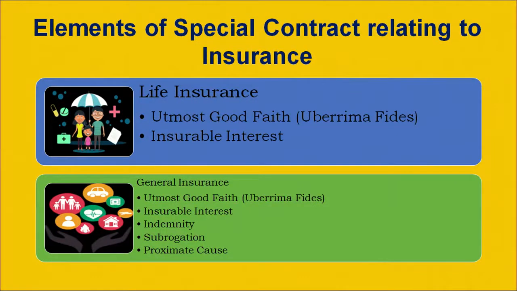Let us now talk about the elements of special contract relating to life insurance. In life insurance, there are certain essential peculiarities which we should be aware of, and we have already discussed that as well. The first one is utmost good faith, or uberrima fides, which says that both the parties operate in terms of good faith.